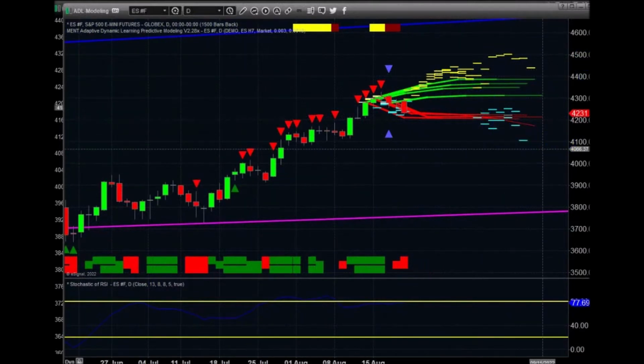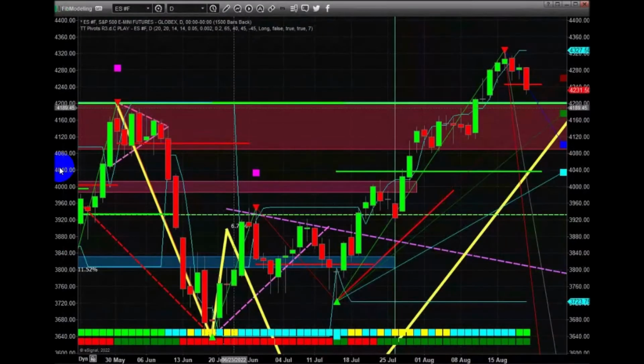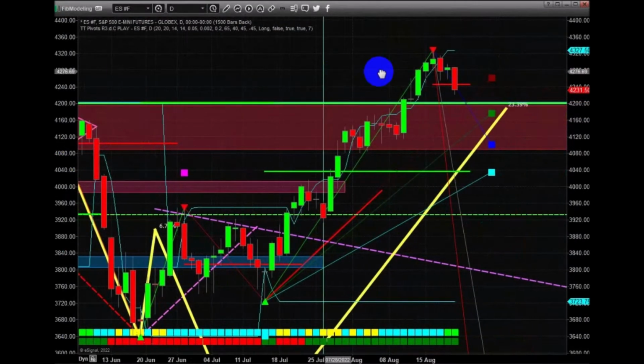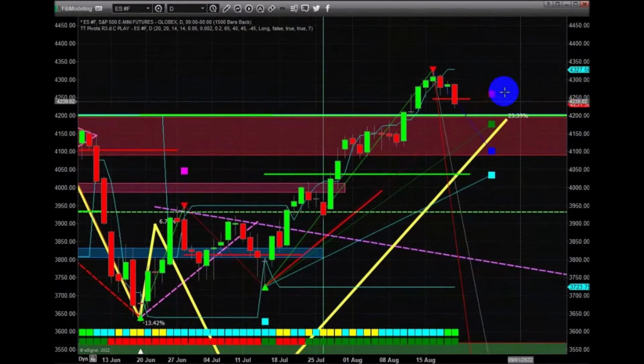It's the end of my 40 seconds here. Let me come back to the Fibonacci modeling system, which shows that we're already reaching our extended levels. So 4,400 looks like the peak.